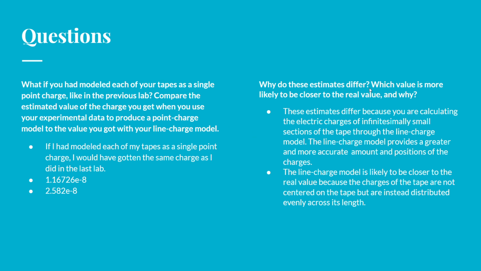Why do these estimates differ? Which value is more likely to be closer to the real value? These estimates are different because in this lab, I treated each tape as a line of charge with infinitesimally small sections of tape or charge, and that would give me more accurate amounts and positions of the charges, so obviously the numbers will be different. And the line charge model is way more accurate because it replicates real life, where the charges on the tape aren't all in the center of the tape, but are instead distributed evenly across its length.